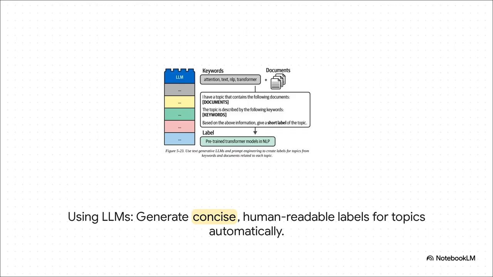Instead of just getting a list of keywords at the end, we can now feed those keywords, along with a few sample documents from the topic, directly into a large language model like GPT. We can then literally just ask the LLM to generate a short, easy-to-read label for the topic. This is a massive leap forward. It takes us from a list of words to a clean, actionable summary of what each topic is all about.